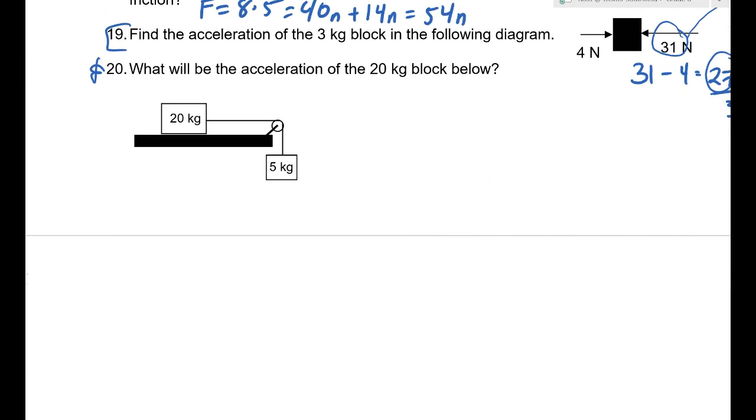One of my favorite sets of problems are these ones with the hanging object. So what we've got here is a table. We're assuming that this table is frictionless. There's no friction between the table and this block. Is that real? No, of course not.